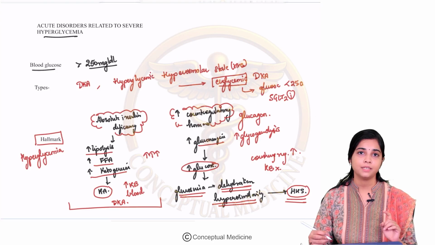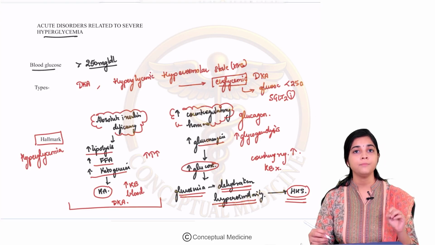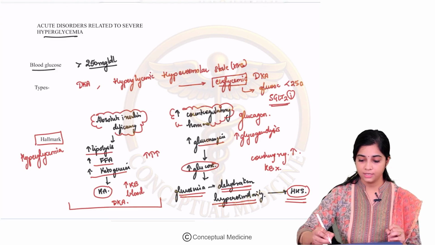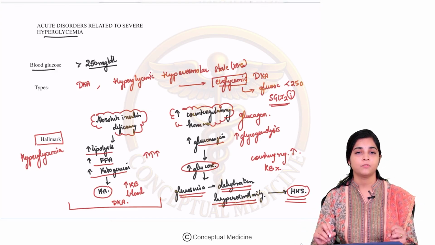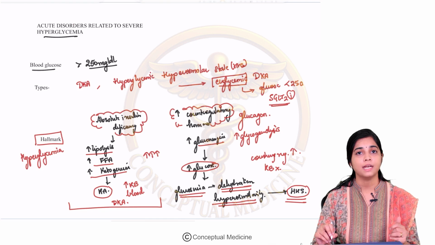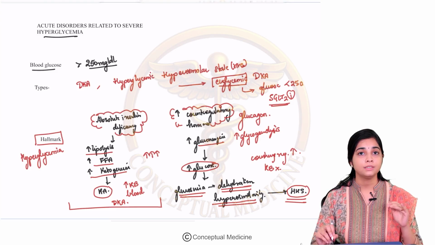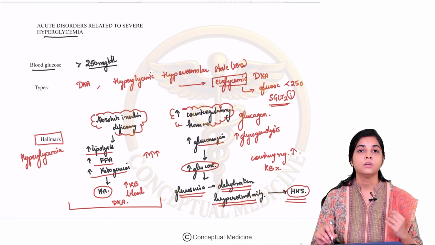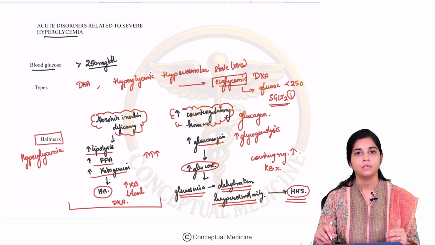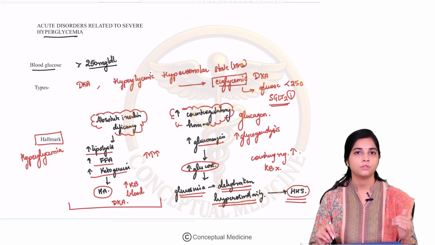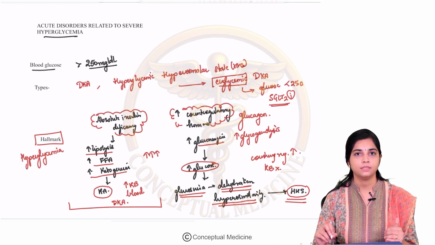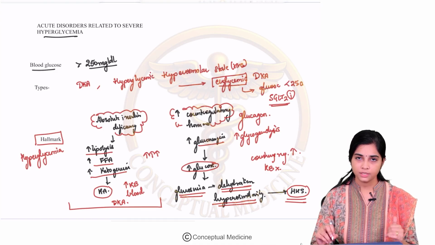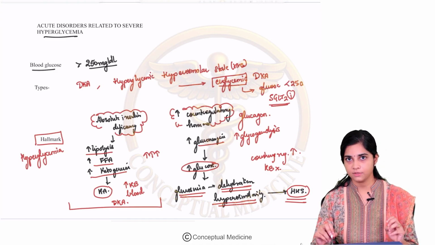In euglycemic DKA, this is associated with SGLT2 inhibitors. The main mechanism of action of SGLT2 inhibitors is that they promote glucosuria. So in these patients, because of the promotion of glucosuria, the glucose levels are normal, but you can have DKA. This is euglycemic DKA, which is very important, something that you have to watch out for in SGLT2 inhibitor use. Okay, clear? So this is about the pathogenesis of DKA.